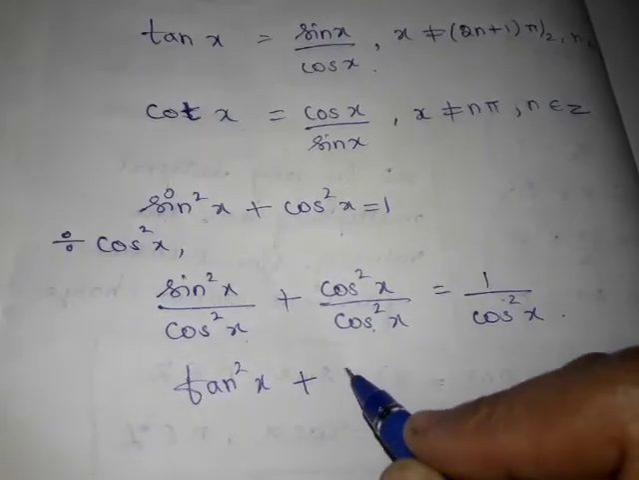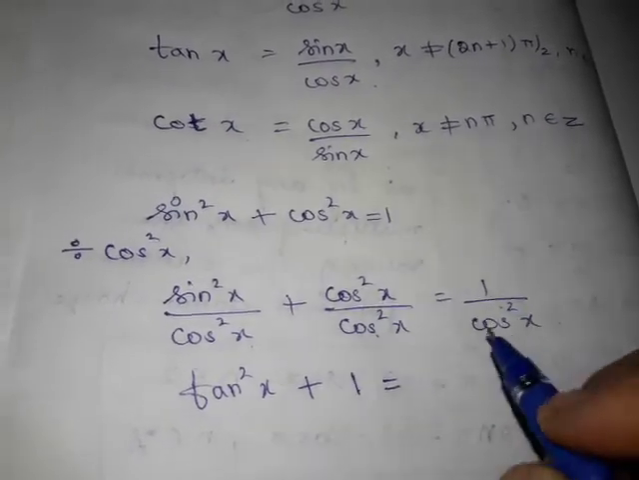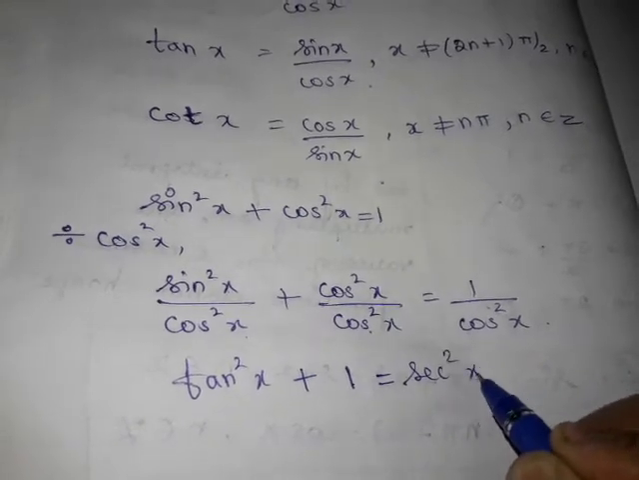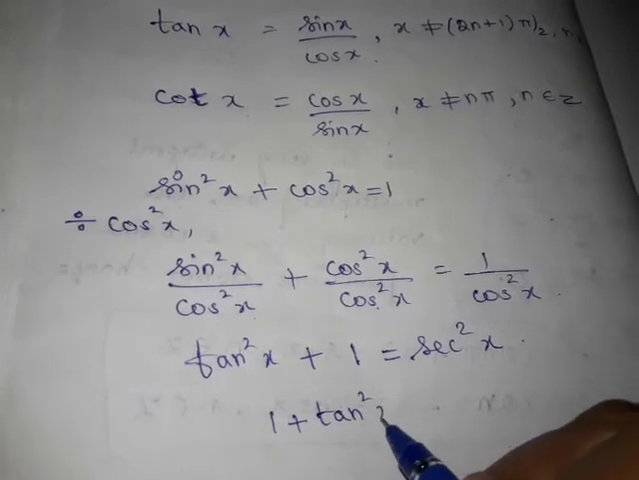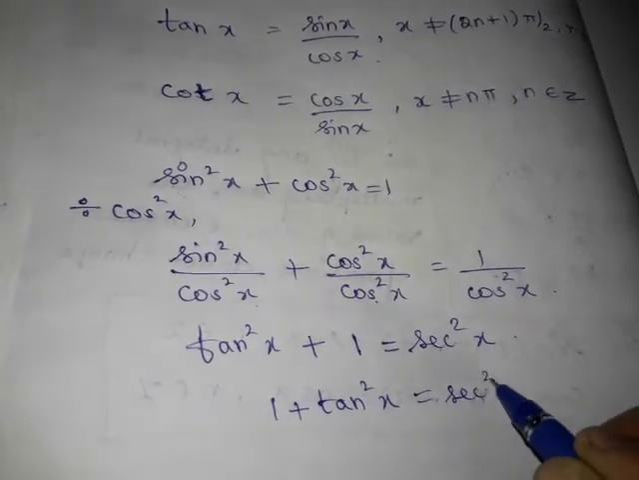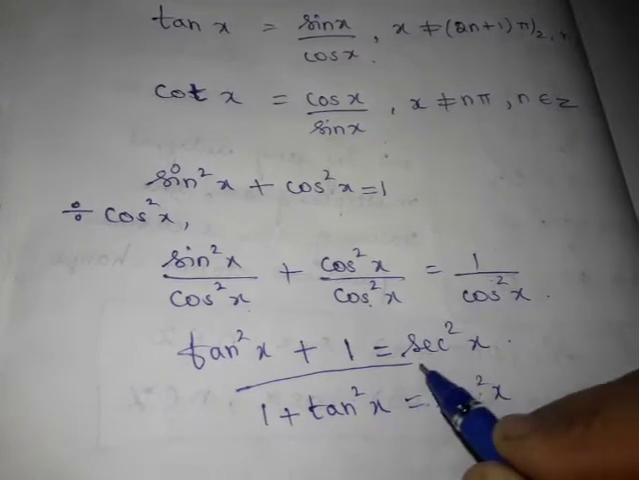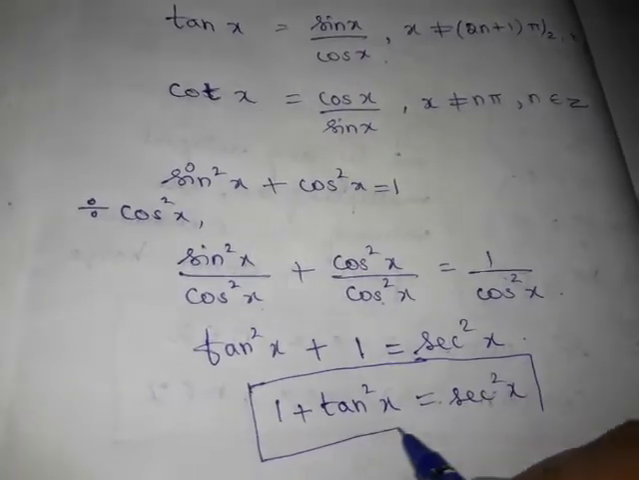x plus this is 1, which equals 1 by cos, that is secant x. So it will become secant square x. So 1 plus tan square x equals secant square x is your next identity, right?